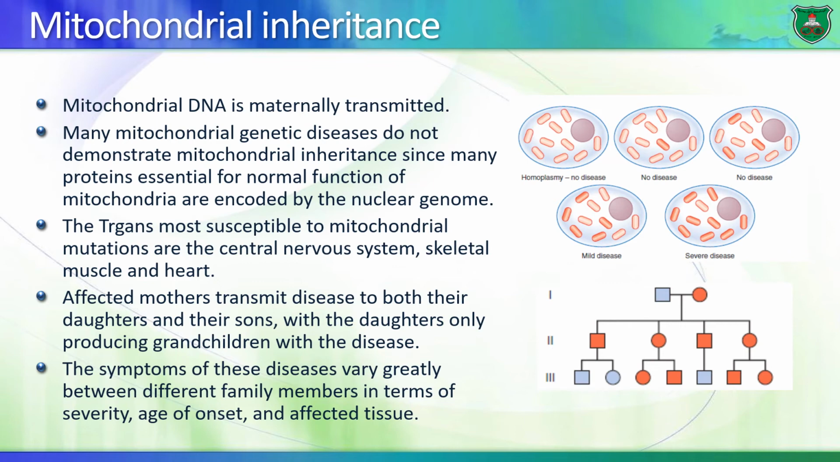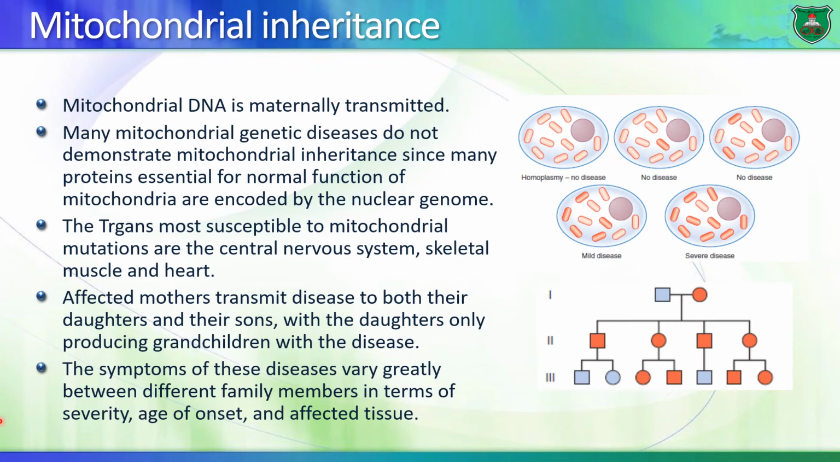But you can have certain diseases that are related to mutations in the mitochondrial DNA. The organs that are most susceptible, by the way, due to mitochondrial mutations are the central nervous system, skeletal muscle, and heart. Affected mothers transmit diseases to their daughters and sons equally, and only daughters would transmit the disease to their offspring.